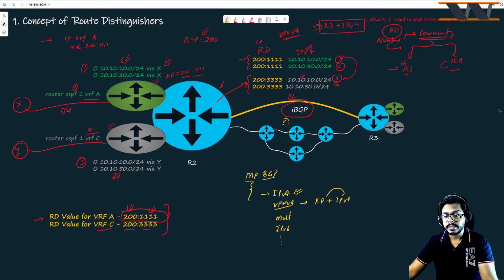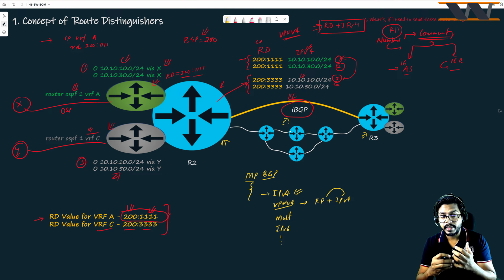There is no difference, but yes, there are some differences in the configuration. We need to tell R2 that you have the power of sending or receiving VPNv4 routes. We need to inform R3 that if R2 is making a peering with you, that peering is not the normal peering, it is the multiprotocol BGP peering. It means that you can receive IPv4 routes, you can receive VPNv4 routes, but we need to configure what we are sending. It is as simple as that.